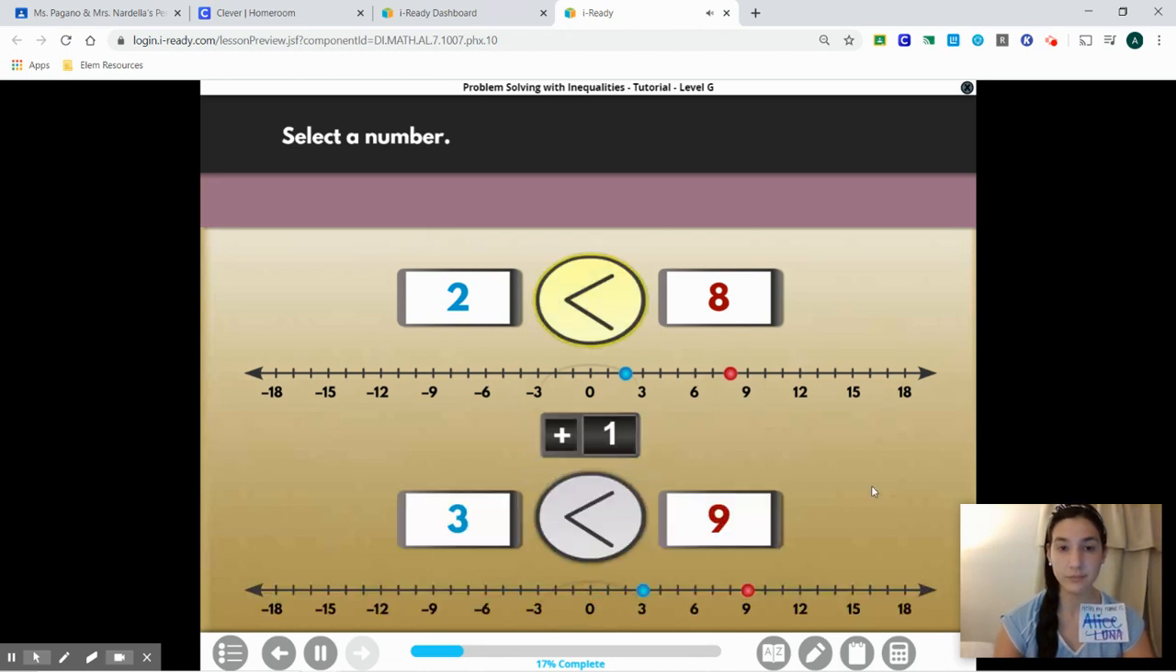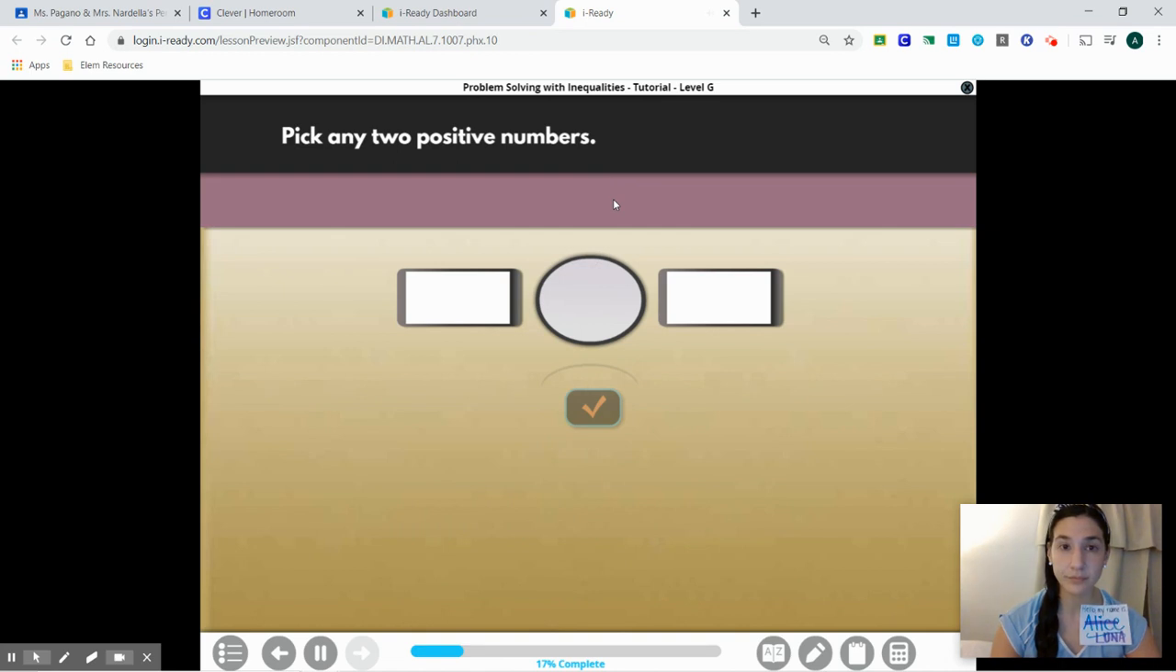Look, the original inequality had a less than symbol, and so did the new inequality. I wonder if that's always the case. Do a few more and see. Make sure you use a variety of examples. So we see that we had 2 plus 1, and we got 3. And our inequality symbol stayed the same. And over here, 8 plus 1 equaled 9. And our inequality symbol remained the same. Still true, nothing changed. Let's reset. Pick any 2 positive numbers. Okay, 2 positive numbers. So let's pick 1 and 4.